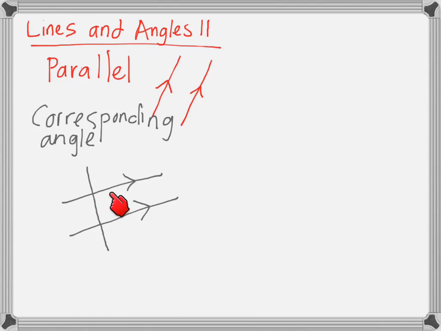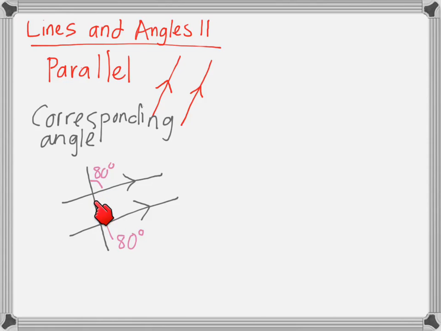What is the meaning of corresponding angle? It means this angle will be the same as this angle. This is what they call corresponding angle. If this angle is 80 degrees, then the angle for this one is also 80 degrees. If these are parallel lines, this angle is the same as this angle.